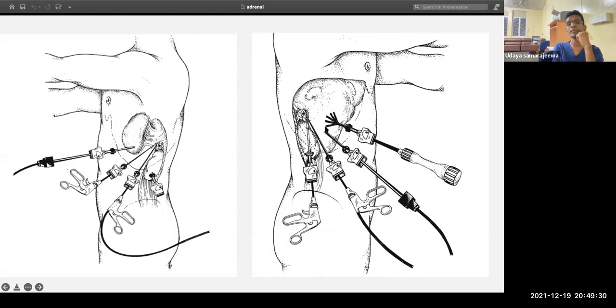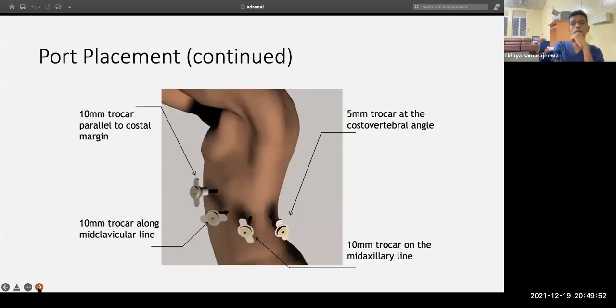You can see the liver retractor here, the camera, and two working ports here. Here, this is a camera, and these are the working ports. And one working port, of course, you need to introduce the clip applicator or the polymer clip applicator, so it has to be a 10 port with a reducer to 5 millimeter. So this is how you place your ports for right adrenal.